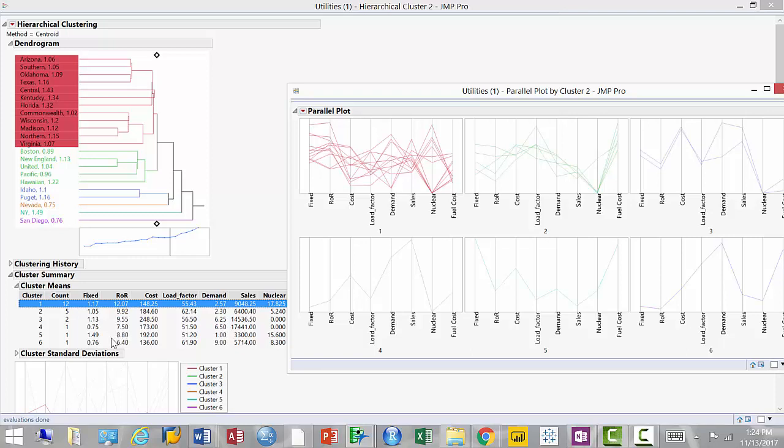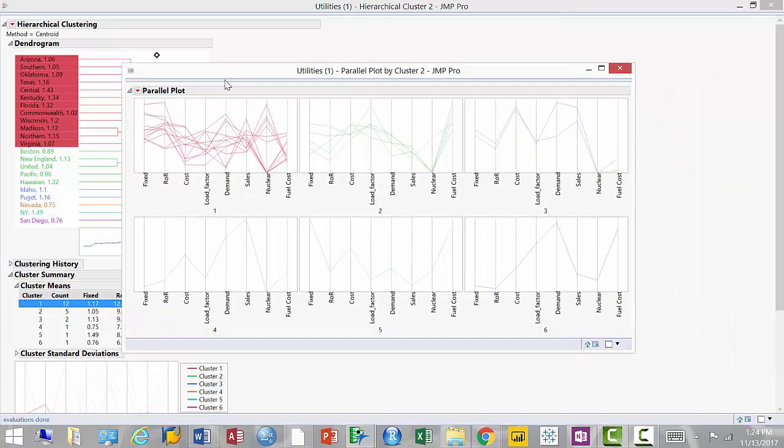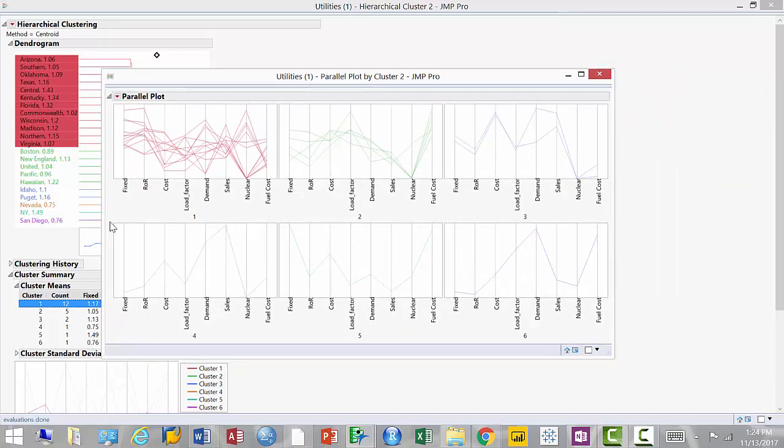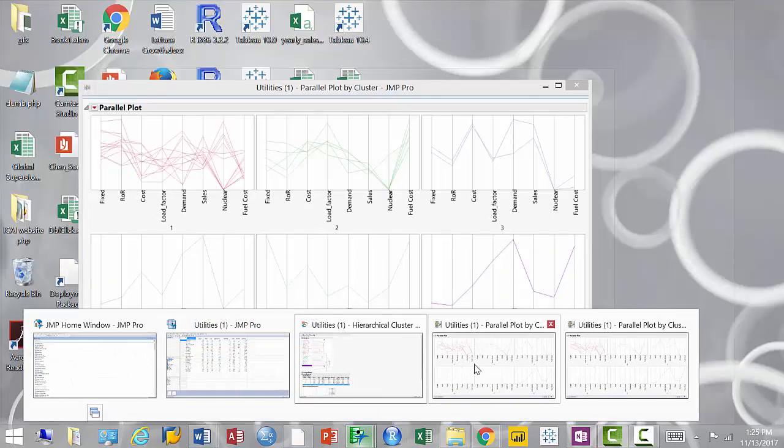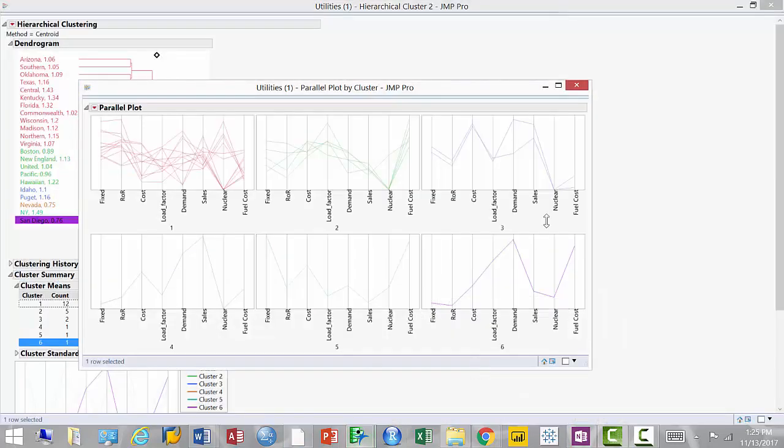All the variables. So if I put them on the same plot simultaneously, I can visually see how clusters are different from each other, right? So right now what I have is the plot of all of my 6 clusters. For example, cluster number 6, here I select the cluster number 6, and where's my parallel plot? Parallel plot is right there.